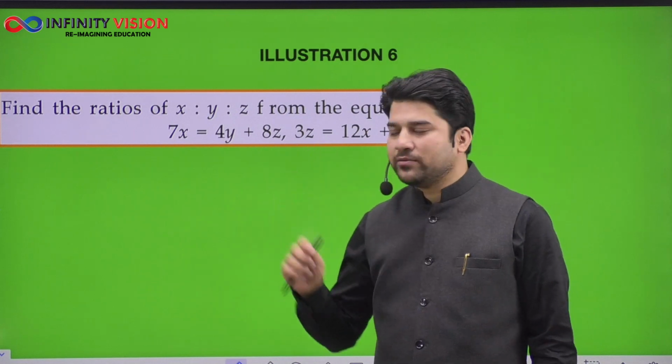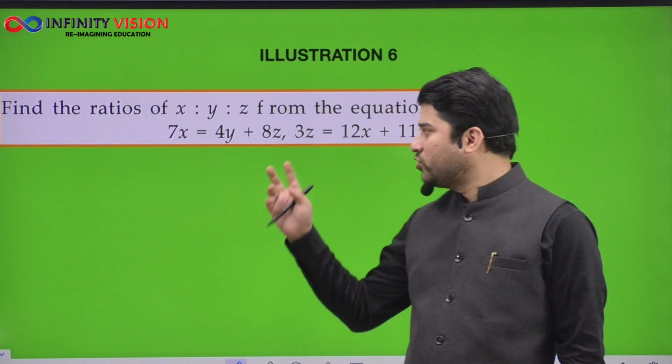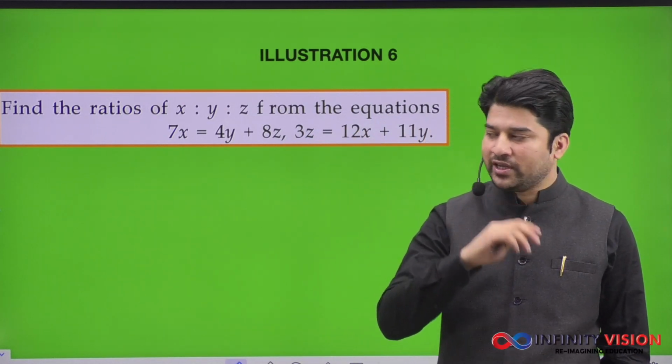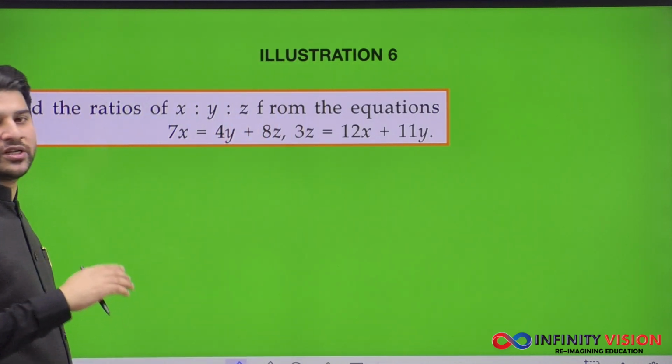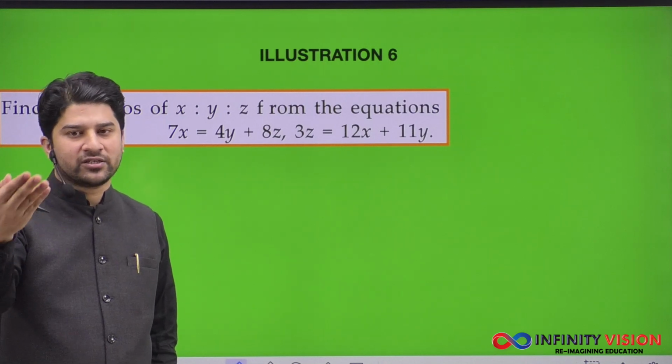Let's solve this problem. Now you have to find the ratio of x is to y is to z, and you have been given two equations in x, y, z. So two equations and three unknowns. So what I'm going to do, I'm going to write this first equation in the right order. The first term should have x, the second term should have y, and the third term should have z.